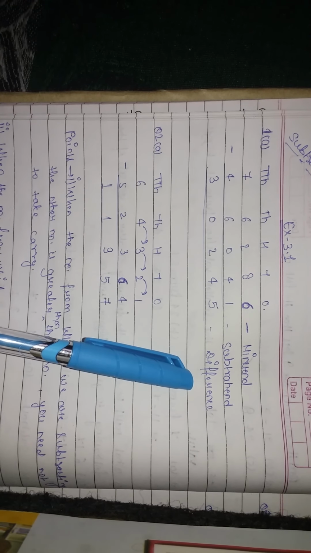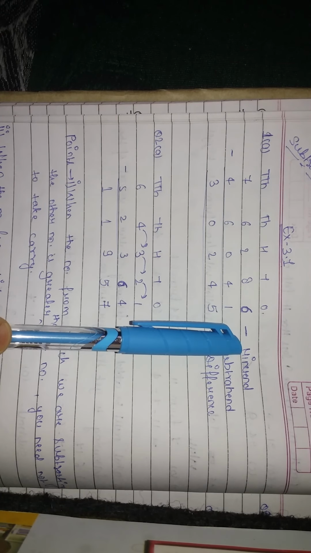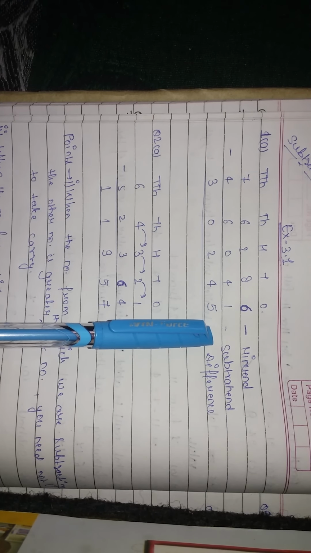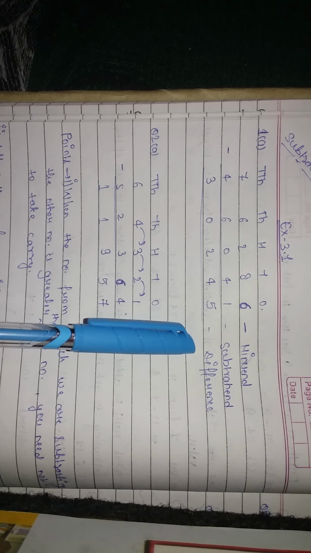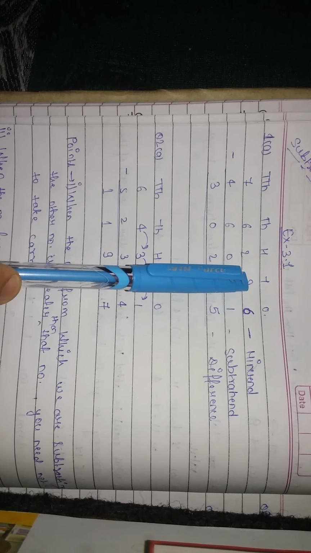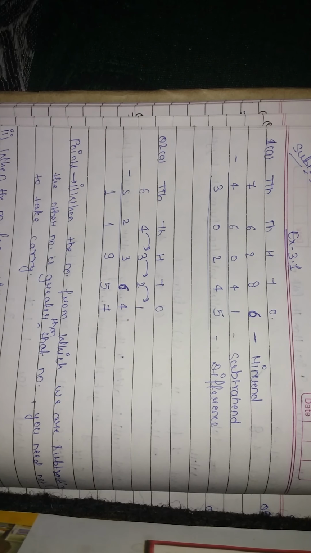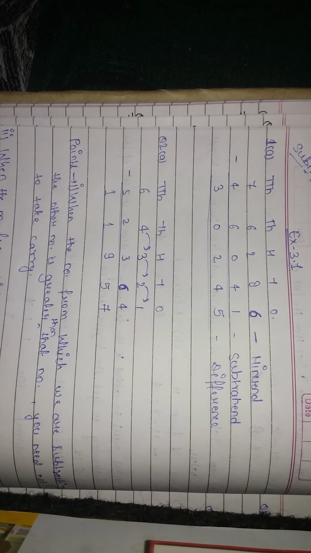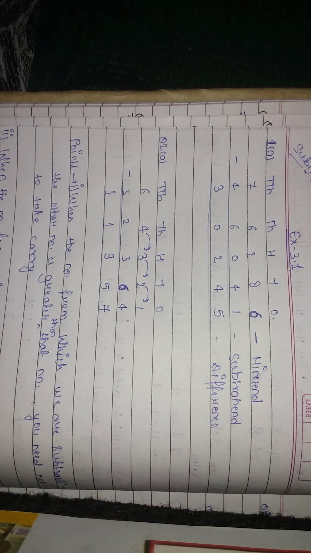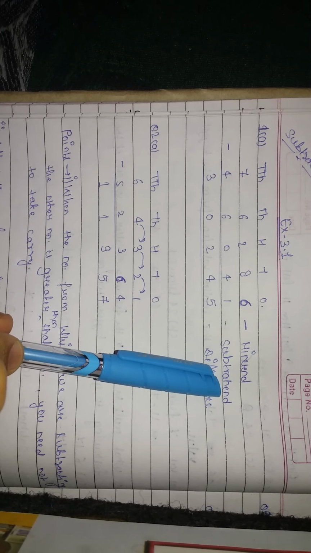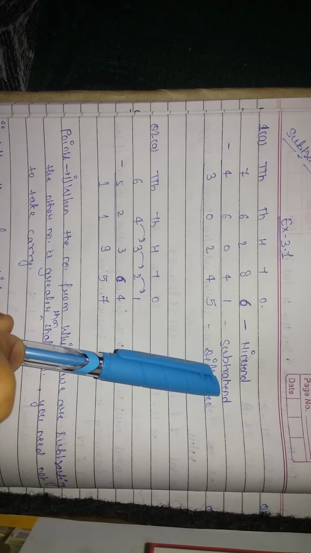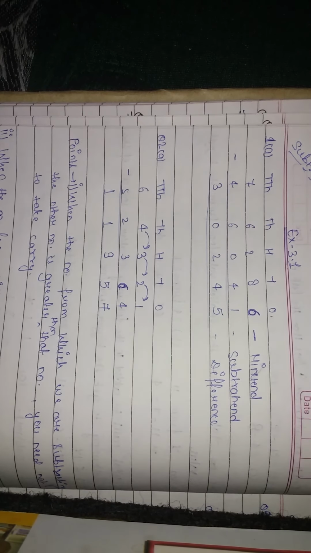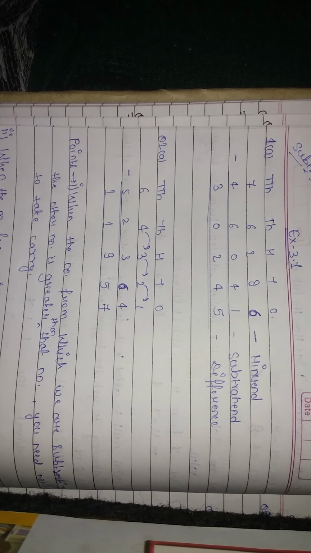On my right hand side I have written certain terms. The first is minuend, second one is subtrahend, and third one is difference. This minuend is in front of this number, therefore minuend is that number from which you are subtracting the other number. Means जिस number से आप subtract कर रहे हैं, that number is your minuend. Subtrahend is that number which is getting subtracted. Means subtrahend वो number है जो subtract हो रहा है.